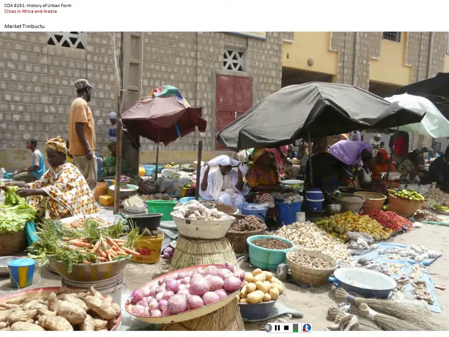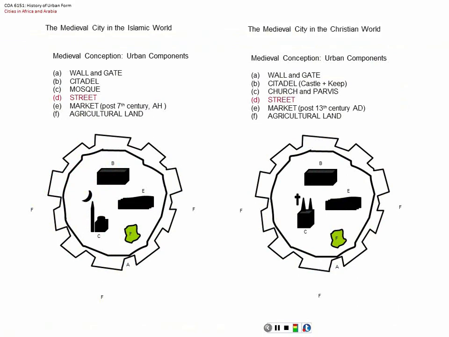So just to see how colorful these market areas actually are, this produce being produced in these market gardens, similar to what we saw in Sana'a. This actually is Timbuktu, but it could be Sana'a. Very similar. So if we peel this back and zoom out to about 30,000 feet and compare the medieval city in Africa and Arabia in the Islamic world, and we compare that to the medieval city in Europe in the Christian world, we notice remarkable similarities.